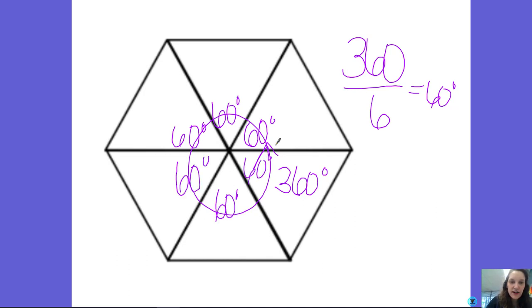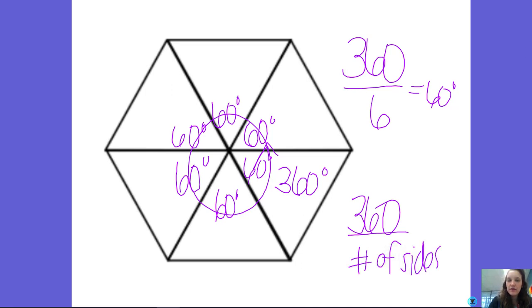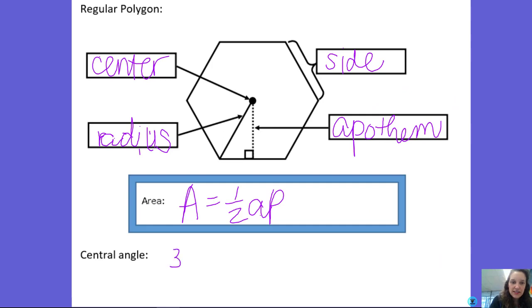So if I'm trying to figure out the measure of these central angles, I'm going to take 360 and divide it by the number of sides of that polygon. So the central angle is 360 divided by the number of sides, and that would give me this whole angle up here. If I just wanted to find this little nugget up here, I would take the central angle and divide it by 2, because that little nugget would be half of the whole thing. So keep that in mind.